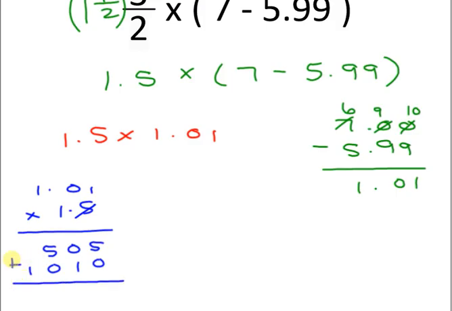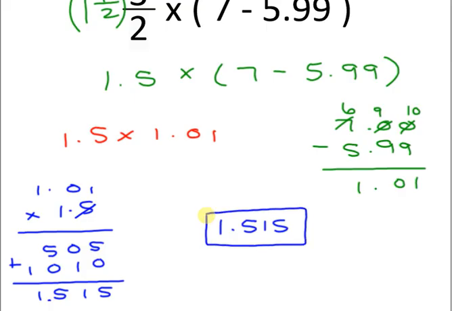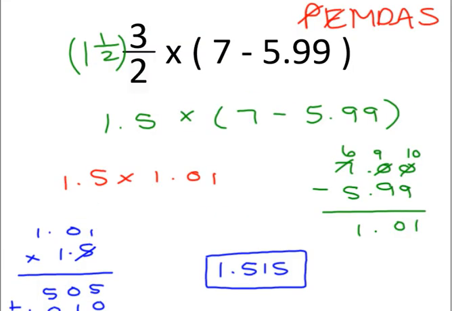Add them up. 5 plus 0 is 5. 0 plus 1 is 1. 5 plus 0 is 5. 1 plus nothing is 1. I have 3 numbers after the decimals, so 1, 2, 3. So my answer is 1.515. Now just imagine, you can figure this out using fractions, but that's going to give you a very complicated fraction if you were to change this 0.99 into a fraction. Okay?